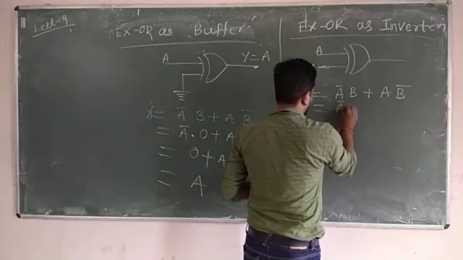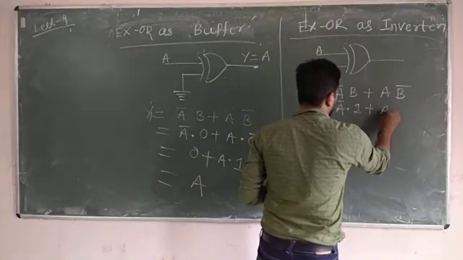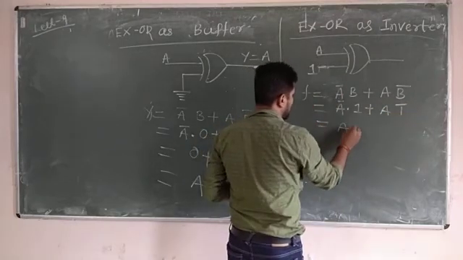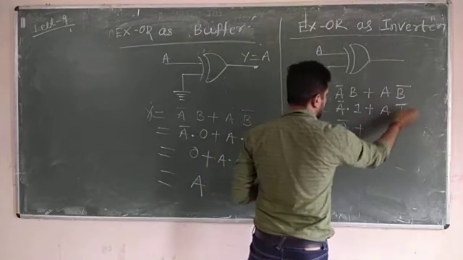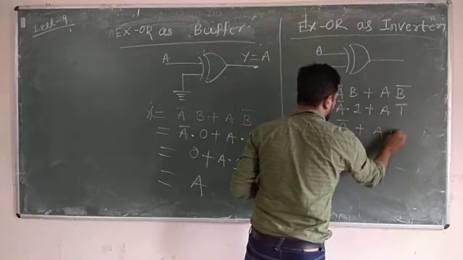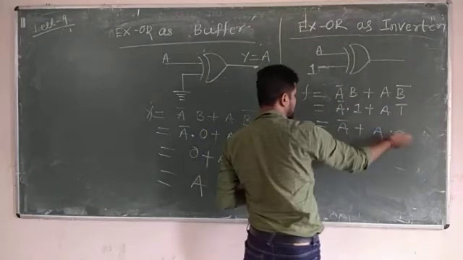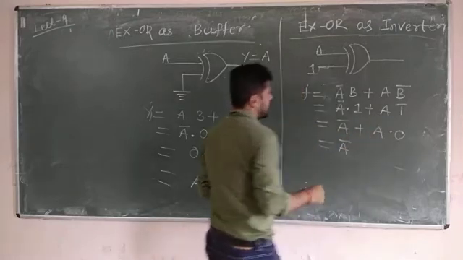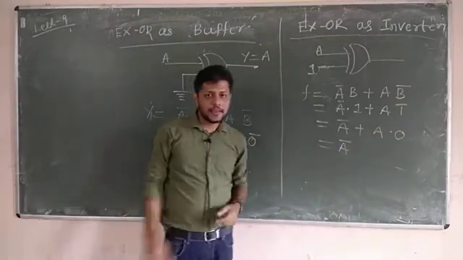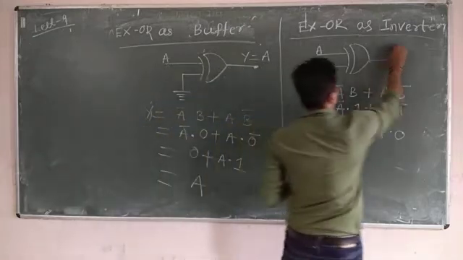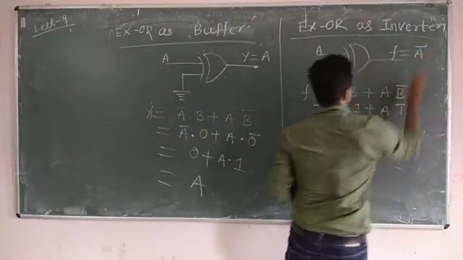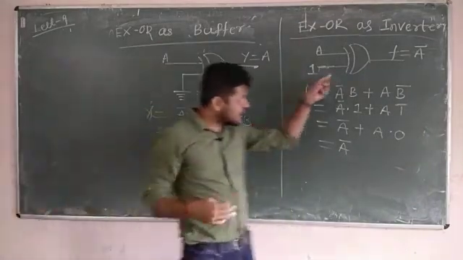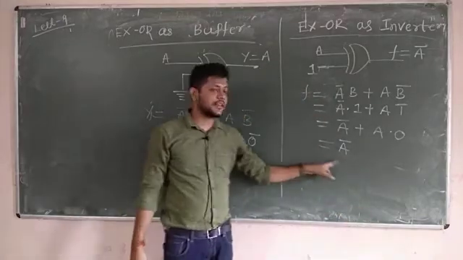So A bar and with 1, or A and 1 bar. A bar and with 1 is always equal to A bar, or A and 1 bar. 1 bar means 0, because 1 complement is 0, so A and 0 is 0. So obviously the output will be A bar. You are applying input A and getting output A bar. So this exclusive OR gate is now acting like an inverter.